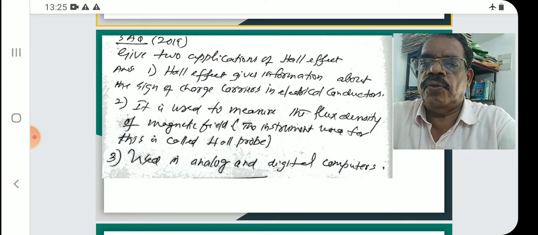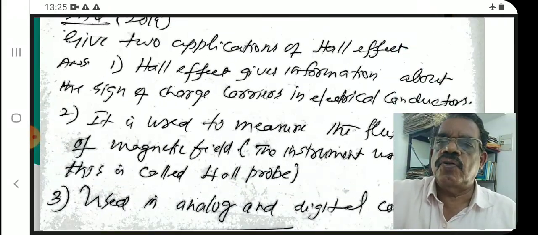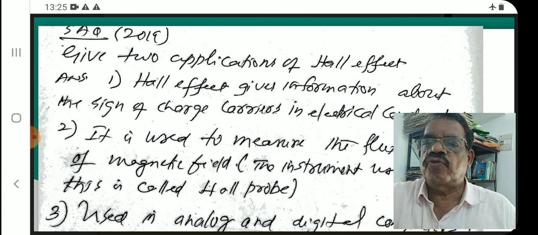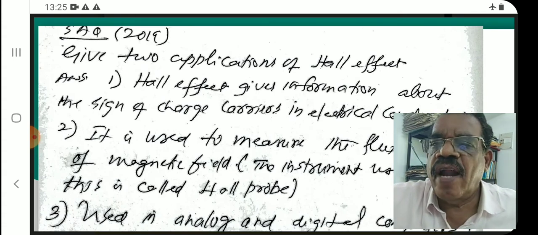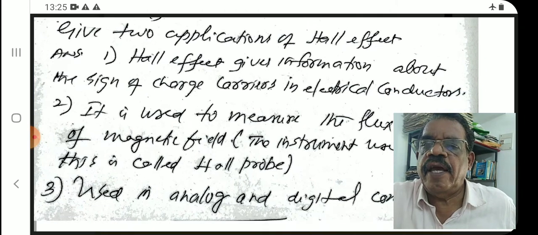And there is a short answer type question. This is a 2019 April question. Give two applications of Hall effect.